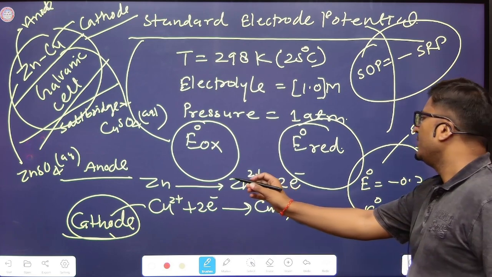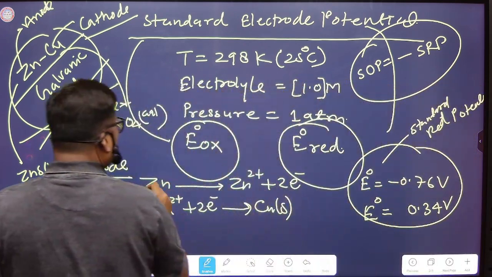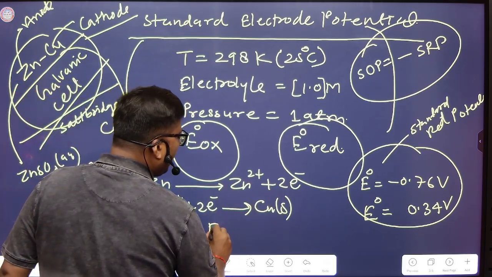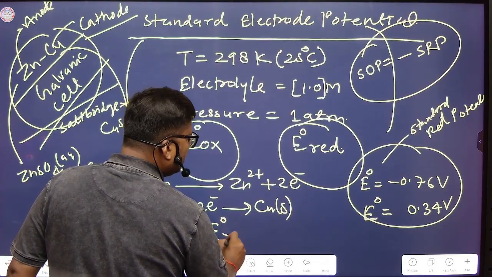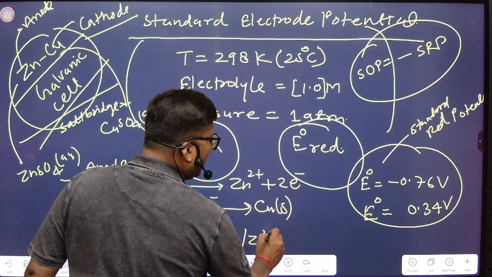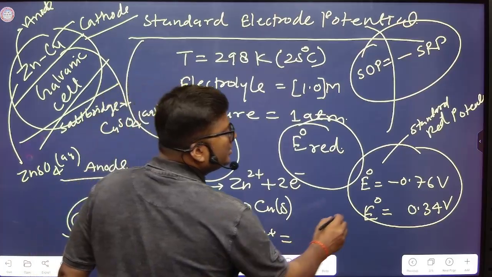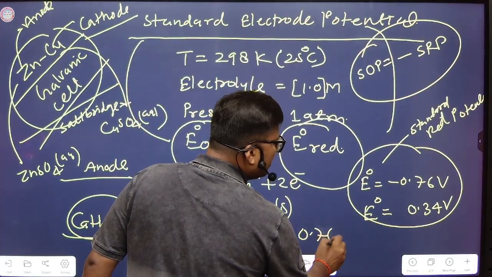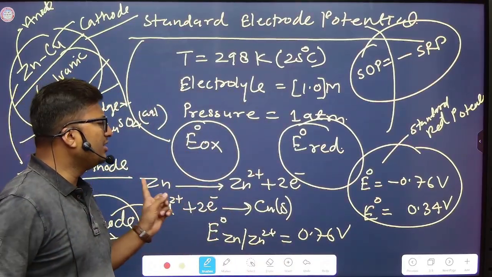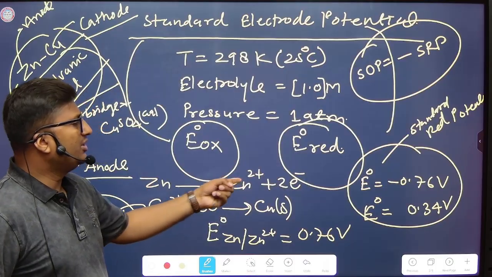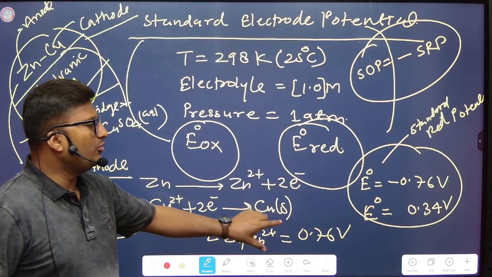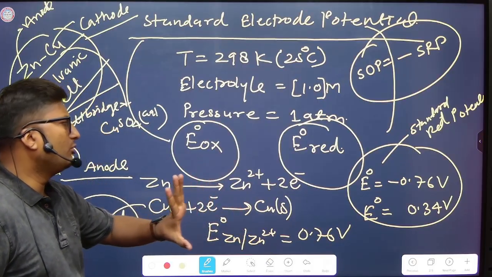So if it has a half cell reaction like that, then if you want to get E naught Zn to Zn2 plus, it will be 0.76 volt, right? Because Zn is getting oxidized from Zn to Zn2 plus, so the standard oxidation potential will be 0.76 volt, right?